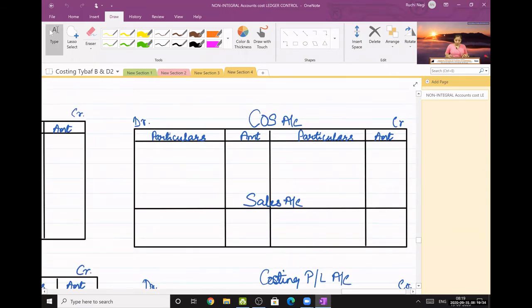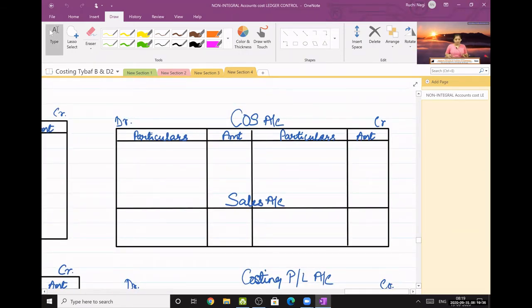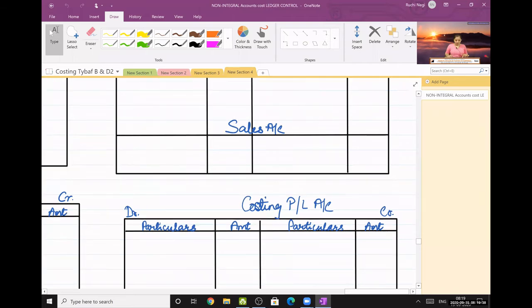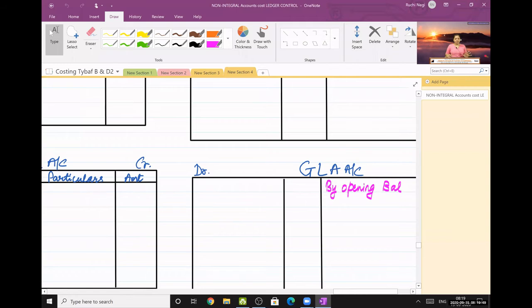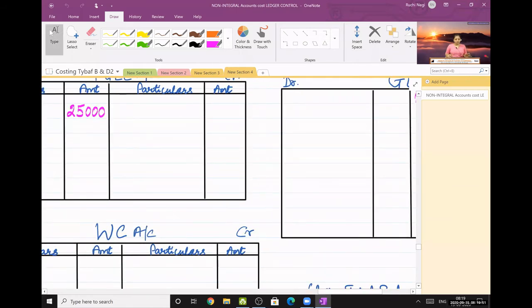Then cost of sales ledger, costing P&L ledger, and GLA. Try to fit this all in one page. Just see to it that GLA is of 10 lines. बाकी तो सब 4-5 lines is more than enough. Cost of sales 3-4 lines में adjust हो जाता है. CPL 5 lines is more than enough.